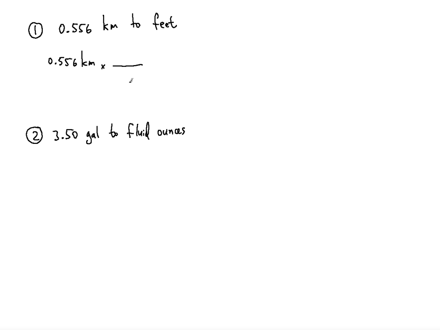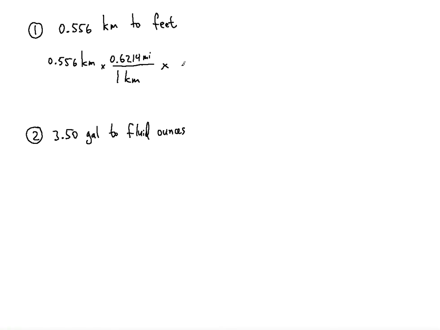Obviously here will be the kilometers, because we're going to cancel out the kilometers with the new unit. And the new unit is going to be miles, so on the top will be the miles. So how many miles go into 1 kilometer? We're going to put 1 kilometer, and we know that 0.6214 miles goes into 1 kilometer.